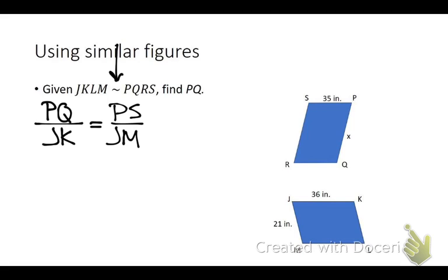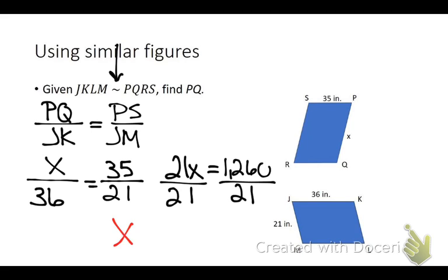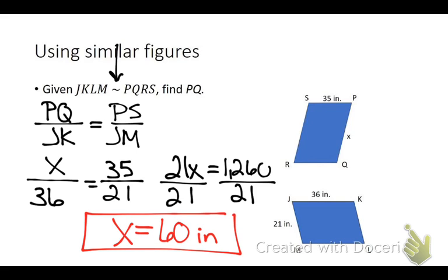So when I use similar figures to find unknown side lengths, I can set up a proportion. Now, PQ is what I don't know, over 36, equals PS, which is 35, over 21. 21x equals 1260, divide by 21, and x equals 60.